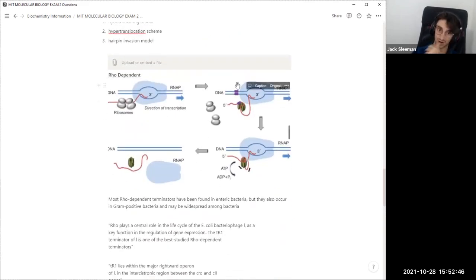So right here, RUT, that's Rho utilization, and that is the cis-acting sequence. These are the cis-acting factors for Rho-dependent termination.